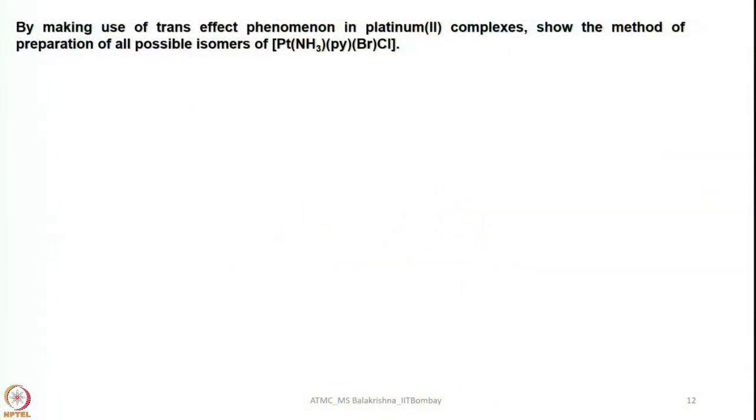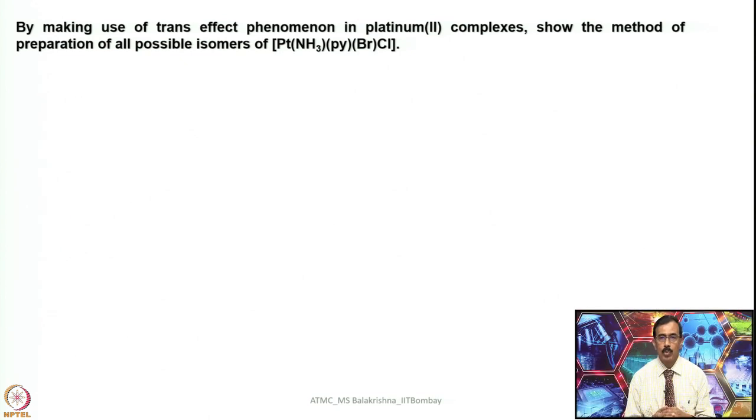Here, we make use of the trans effect phenomenon in platinum 2 complexes. Of course, most of the data at present is available on platinum 2 complexes, because as I mentioned, platinum 2 complexes can be readily made and they are stable, and also the substitution process is relatively slow, so understanding the mechanistic aspects and pathways is very easy. That is the reason extensive studies have been carried out with platinum 2 complexes. Nevertheless, when we come across this type of compounds with palladium, nickel, rhodium and iridium square planar complexes, even including gold 3, we should be able to use these aspects without any problem.